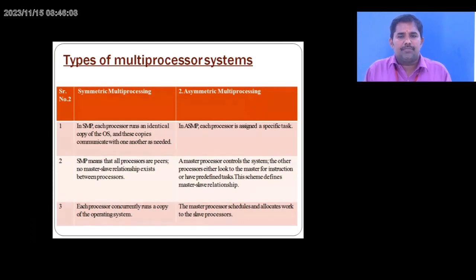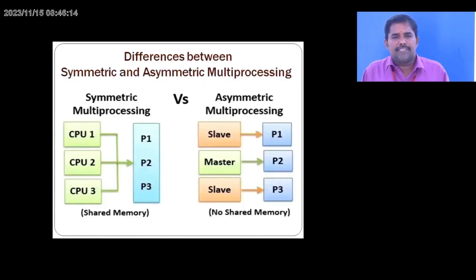In asymmetric multiprocessing, each processor is assigned a specific task. The rest of the details I have noted here. The diagram simply describes that symmetric multiprocessing has CPU1 and CPU2 which all share the memory, and they commonly work together for P1, P2 or P3.